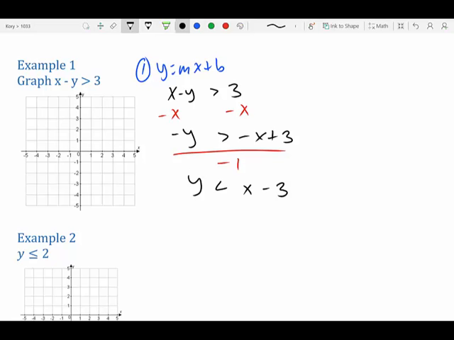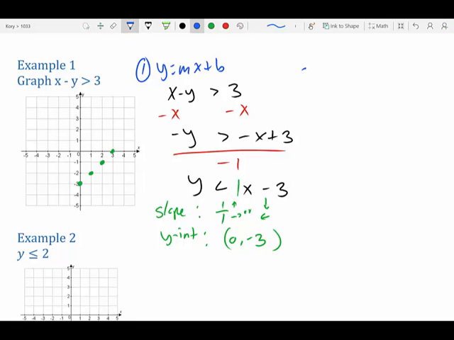Just like before when we were graphing lines, we need to find the slope and the y-intercept. So the slope, there's that imaginary 1, so it's 1 over 1. We can go up and right or down and left, and our y-intercept is (0, negative 3). So let's plot these. We have (0, negative 3), and we use our slope to go up 1, right 1, up 1, right 1, and so on.